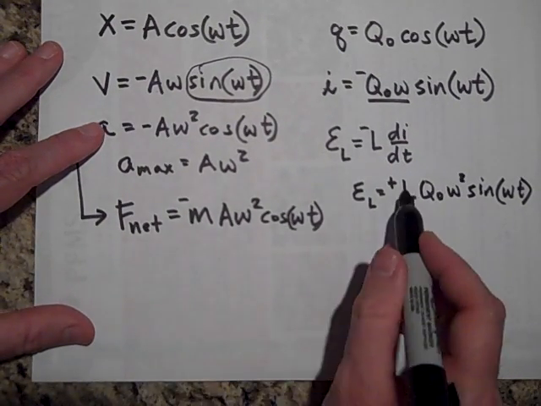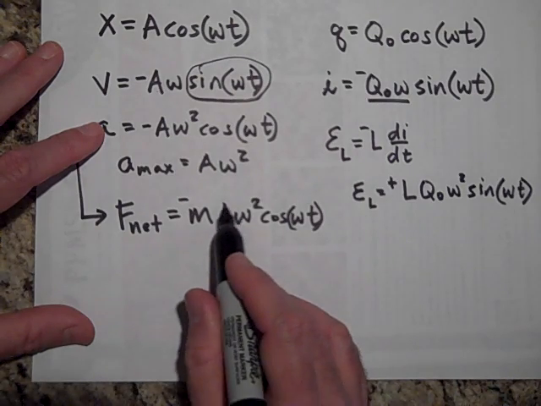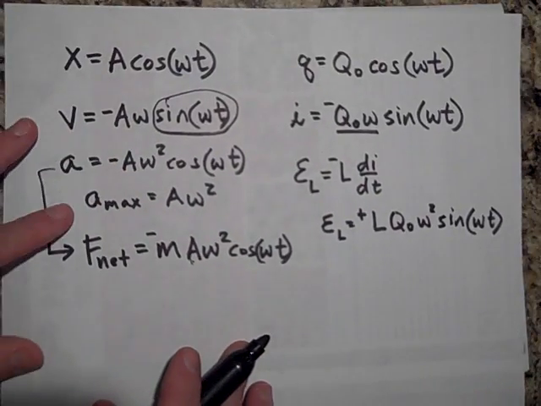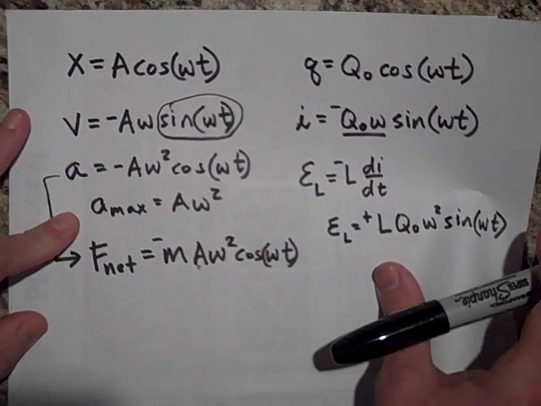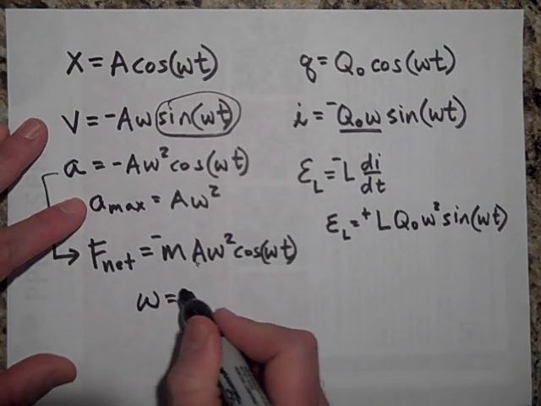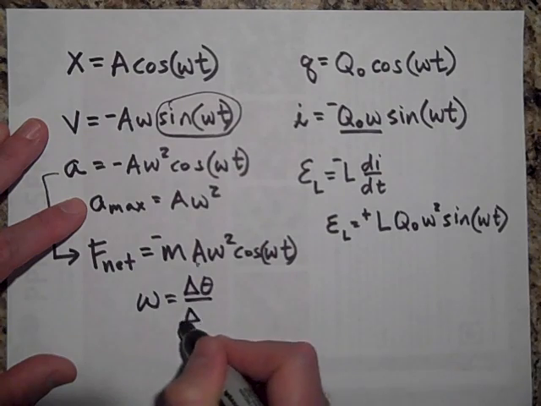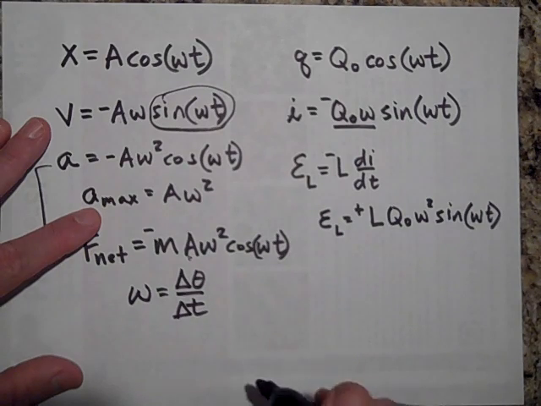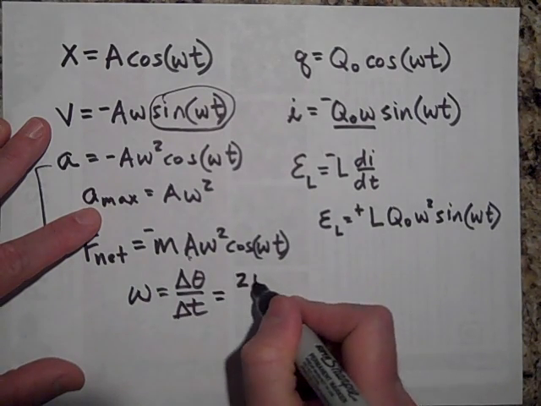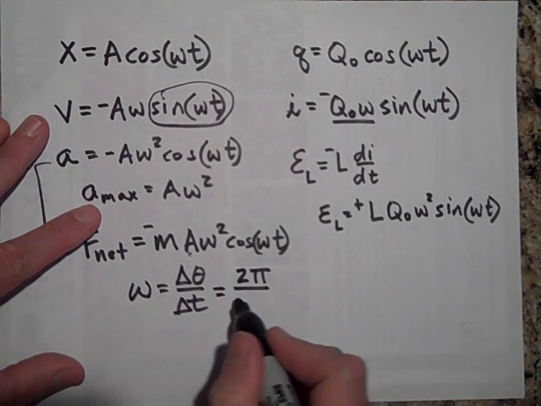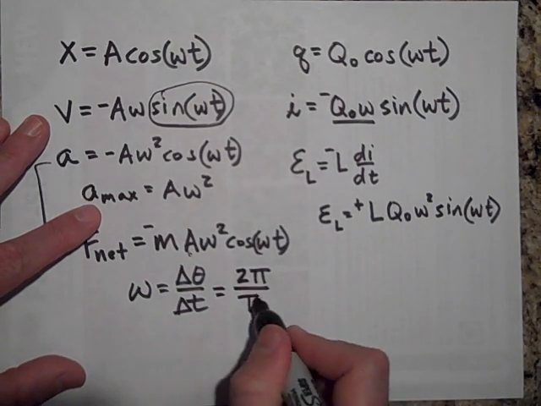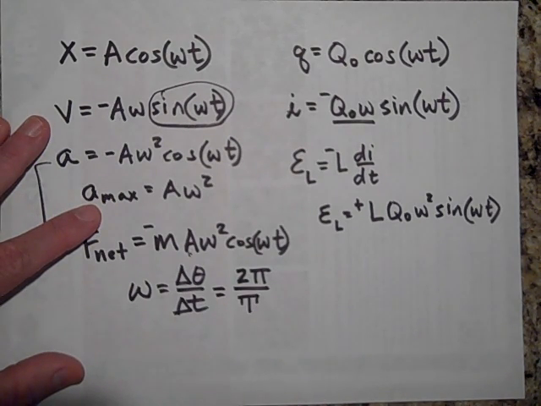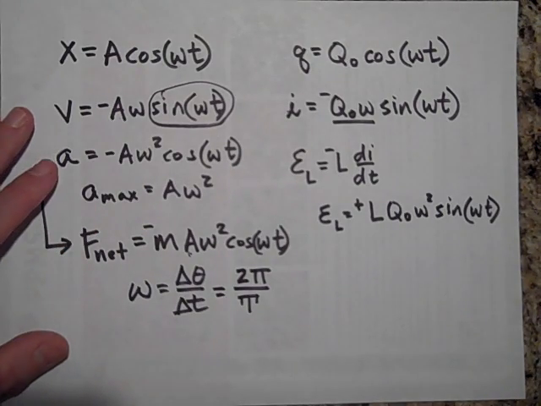Okay, notice there's a one-to-one correspondence: M and L, A, how far back you pull it, how much you charge it, and omega. One other thing with omega, if you were wondering. When you're going in a circle, omega is how many radians you make in a second, delta theta over delta t. But in simple harmonic motion, it's how many cycles you make. So 2 pi is one cycle, and the time that you take to make one cycle is the period. So that's 2 pi over the period, and that's what omega is.